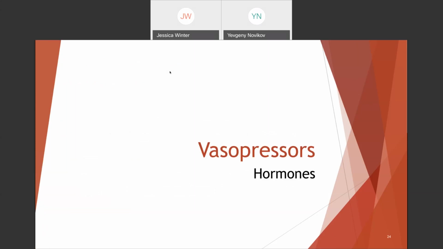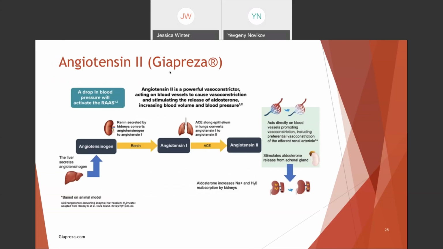Okay, moving out of catecholamines as a bucket for vasopressors. There's two vasopressors that are targeting hormonal aspects to increase systemic vascular resistance and mean arterial pressure. The first one is actually an agent that we do not have on formulary at UCMC. It's Giapreza as the brand name, or Angiotensin II. So this works through the renin, angiotensin, aldosterone system. So it mimics our endogenous angiotensin II.